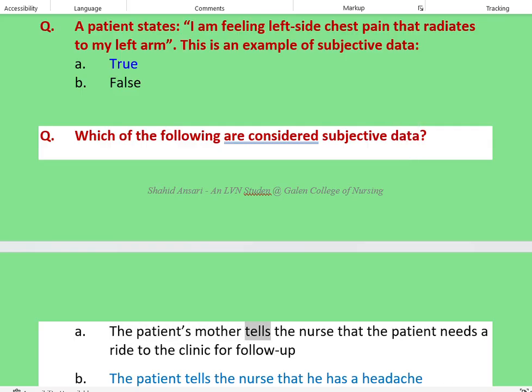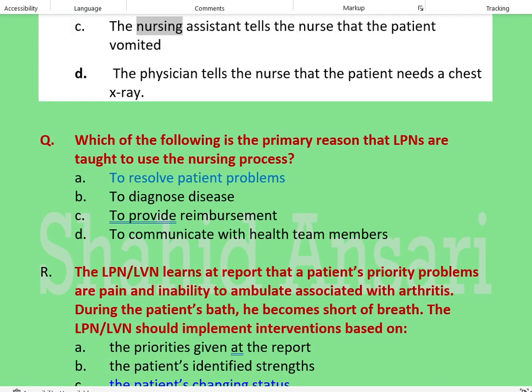Which of the following are considered subjective data? The patient's mother tells the nurse that the patient needs a ride to the clinic for follow-up. The patient tells the nurse that he has a headache. The nursing assistant tells the nurse that the patient vomited. The physician tells the nurse that the patient needs a chest X-ray.